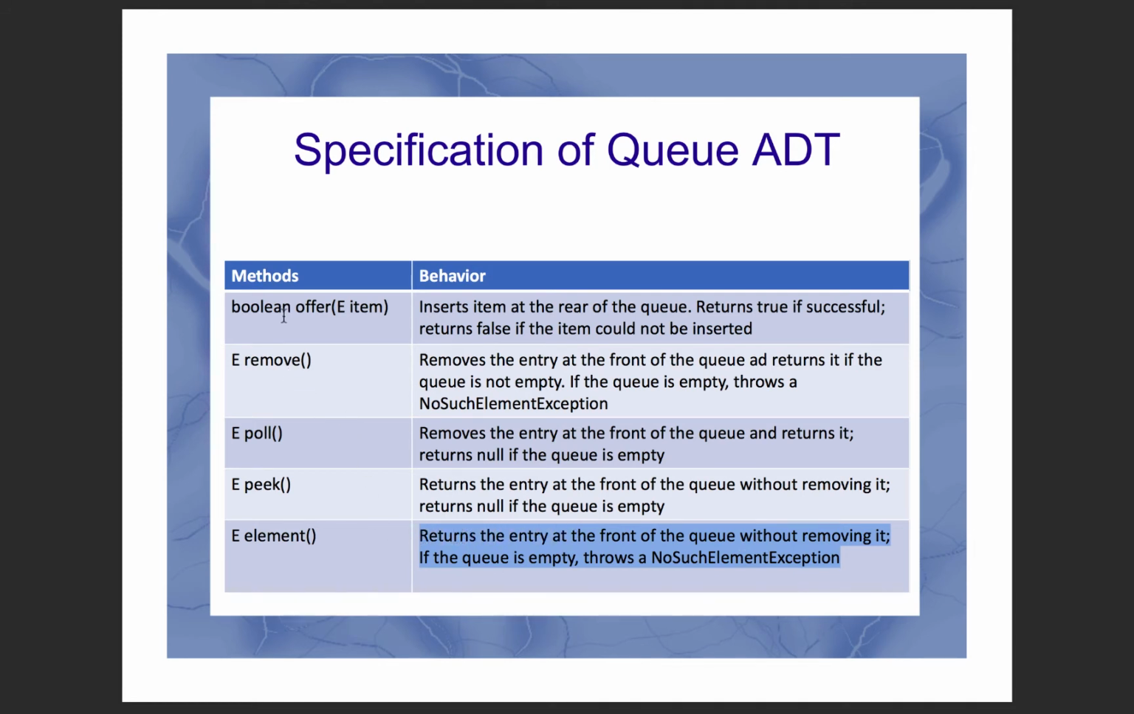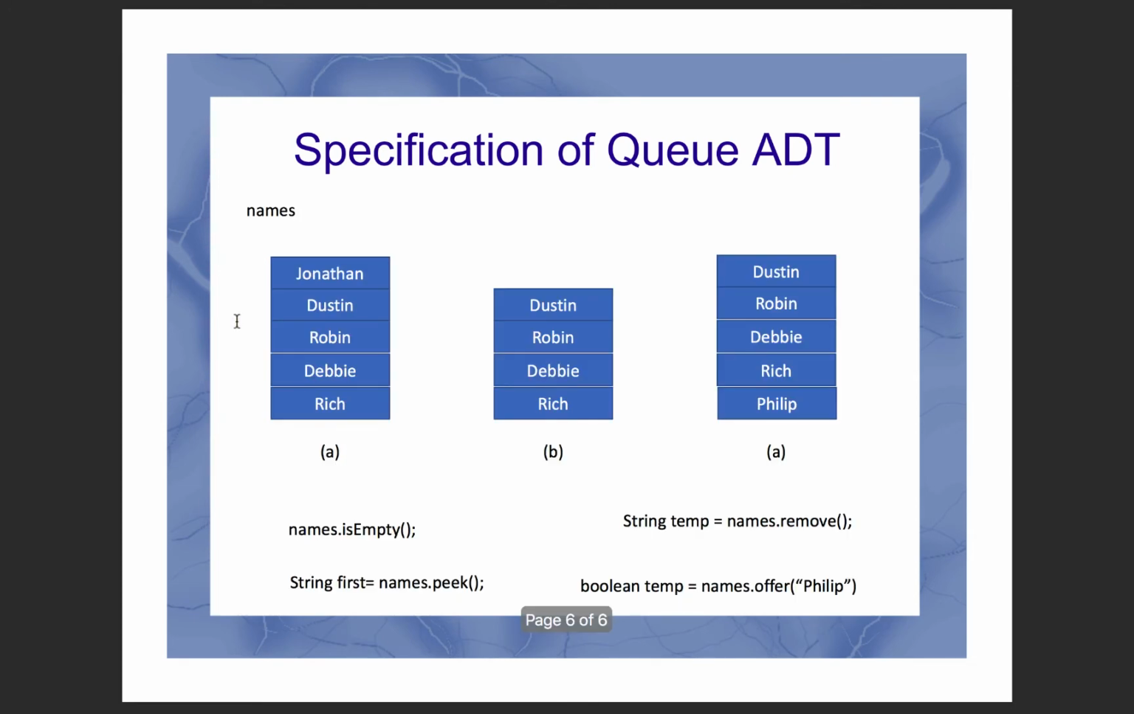So these are the basic methods that we need to implement if we want to implement a queue. You have to know these methods in order to handle a queue. Let's see some examples. So this one was an example. For example, this is your queue, and this queue's name is names.